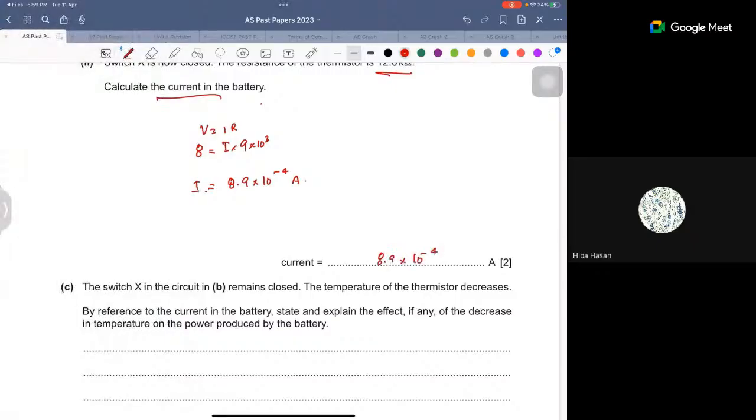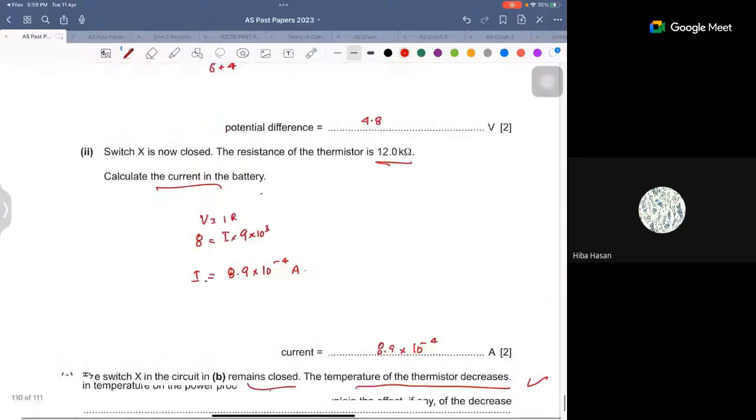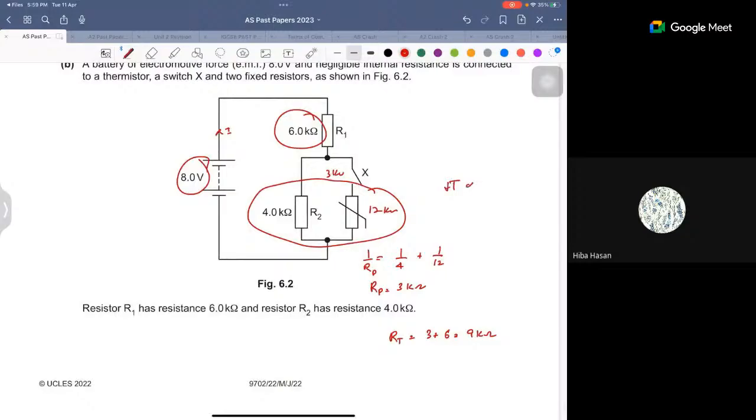Then it says the switch X in the circuit remains closed. The temperature of the thermistor decreases. By reference to current in the battery, explain if any, the effect of the decrease in temperature on the power produced by the battery. So if you decrease the temperature of the thermistor, decreasing temperature would increase the resistance of the thermistor. If the resistance increases, obviously the current is going to decrease.